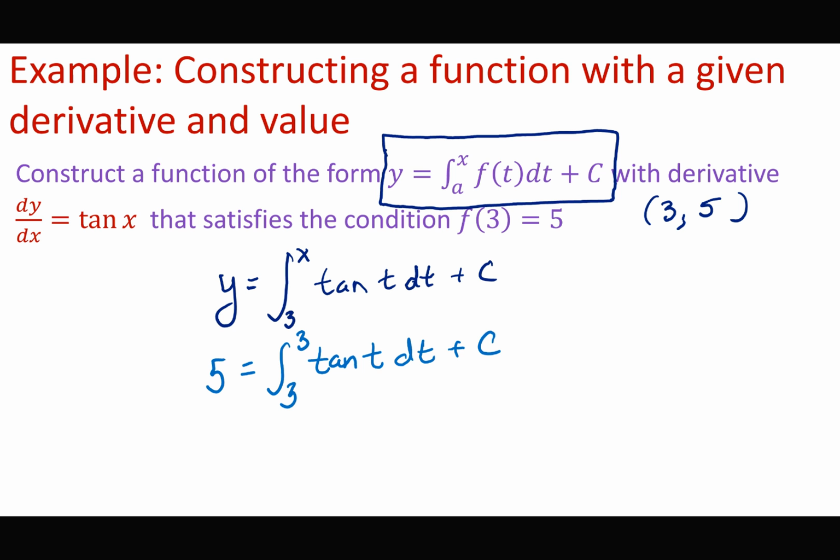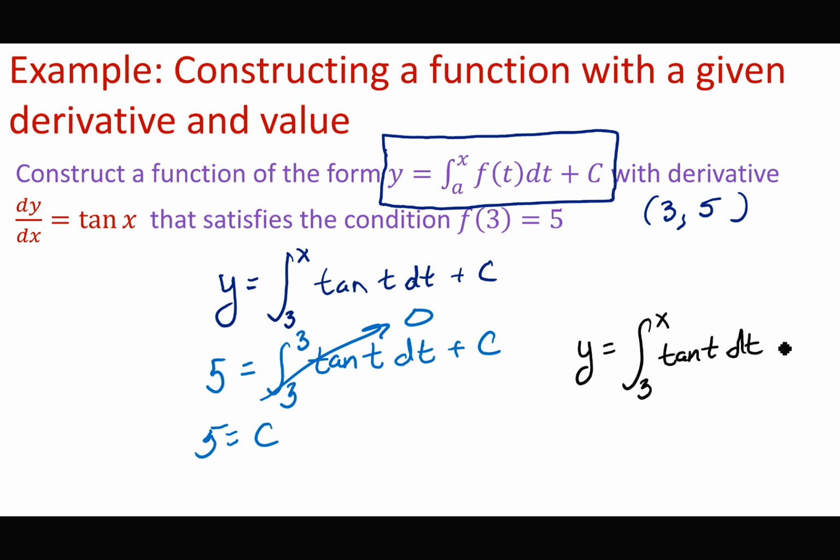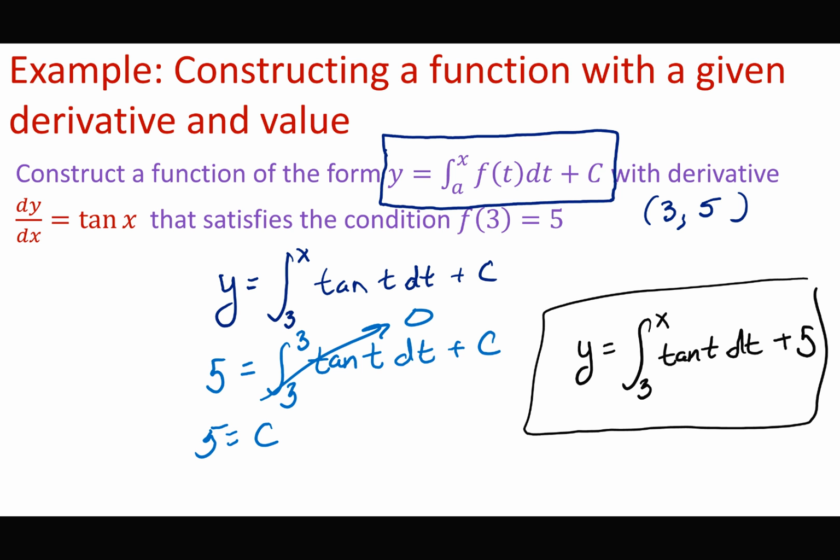So I'm going to put in my x and y values that I know for sure. What's the integral from 3 to 3 of tangent of t dt? 0. Okay, so that all goes to 0. So I end up with 5 equals c. So I know my constant is a 5. So the final answer, to write it out, would be y equals the integral from 3 to x of tangent of t dt plus 5. That would be a function.